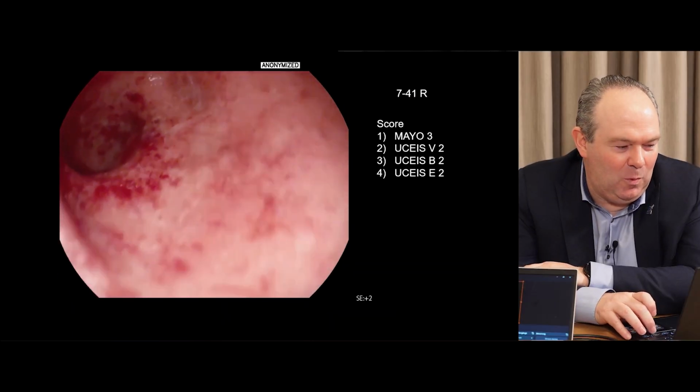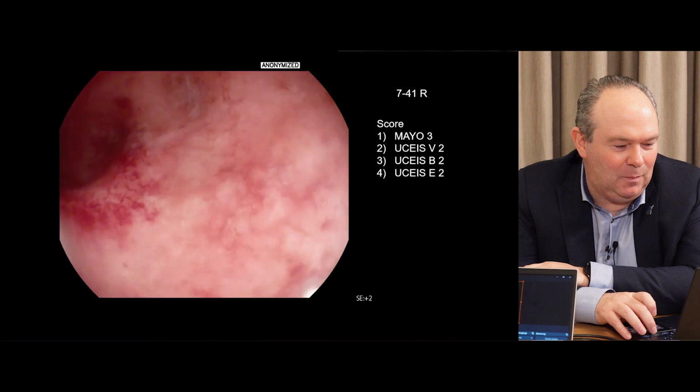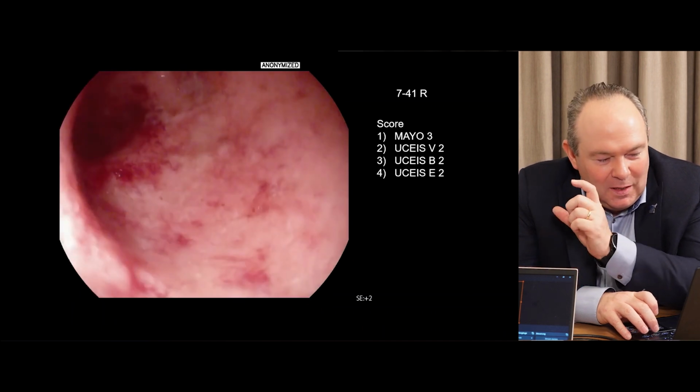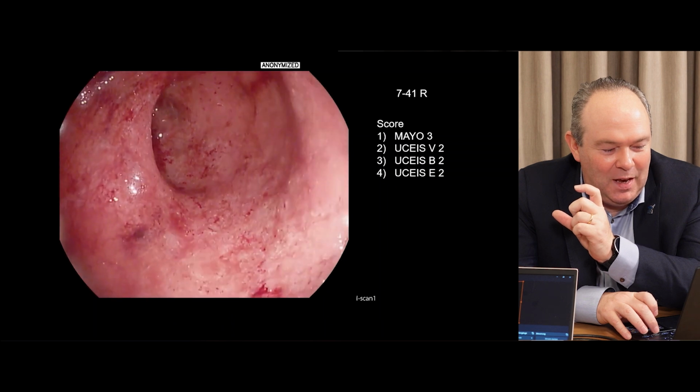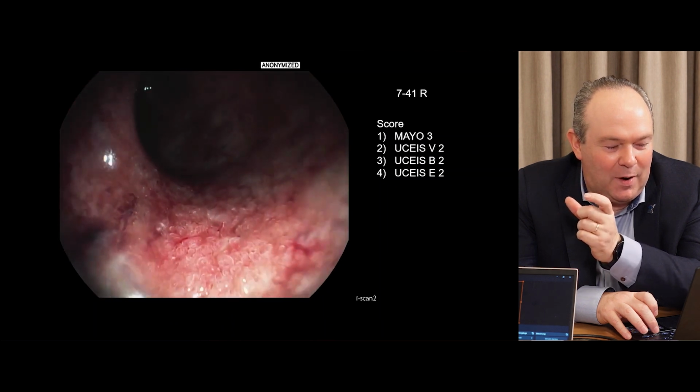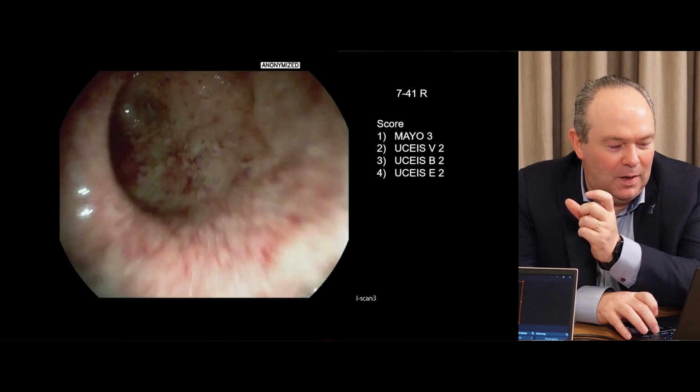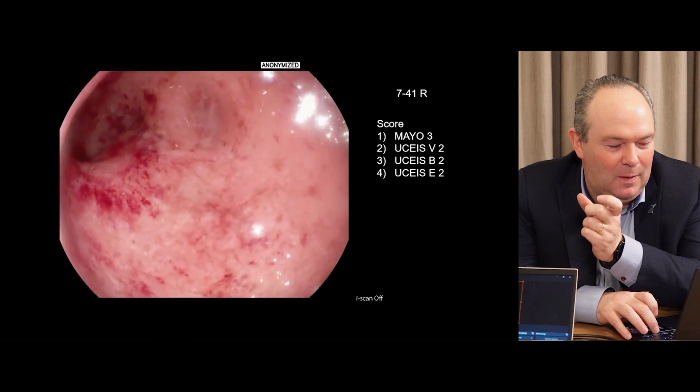Okay. And here again, we have the Mayo 3, with spontaneous bleeding, but again, it's a little bit more differentiated in the UCS, where the bleeding is not so frank, so you get only a score of 2, right?